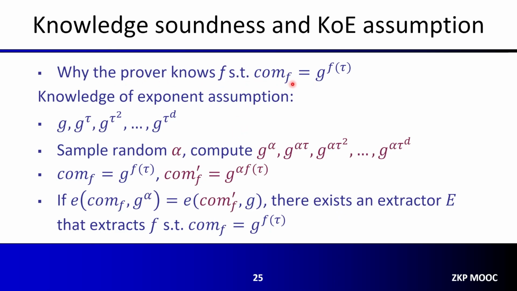So this assumption directly solves the problem we were facing in the security proof. Given the commitment, we don't know how to express it as g to the power of f of tau. But by this assumption, if you perform an additional commitment com prime and an additional check using pairing, then there exists an extractor to extract g to the f of tau. So that is the knowledge assumption.